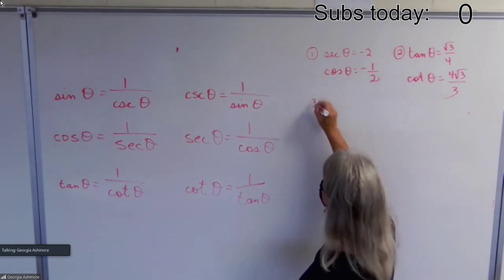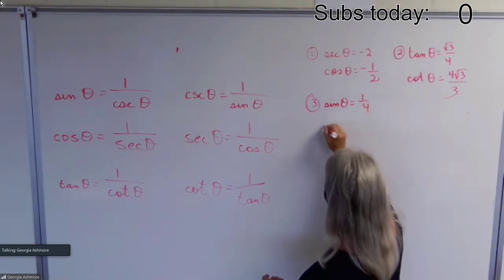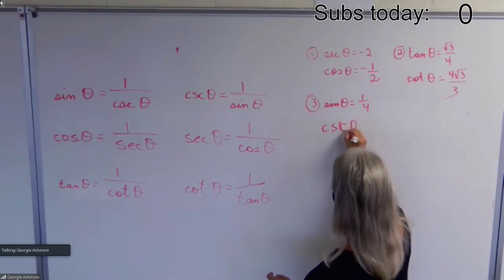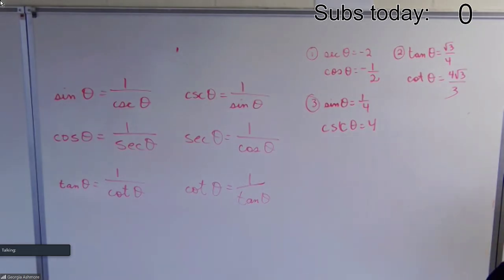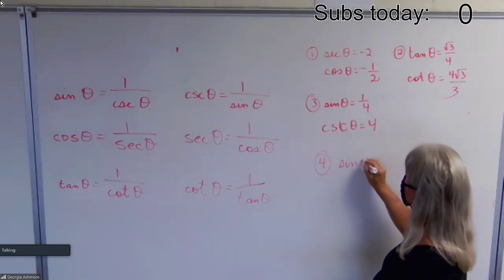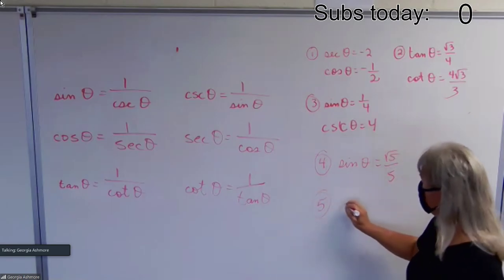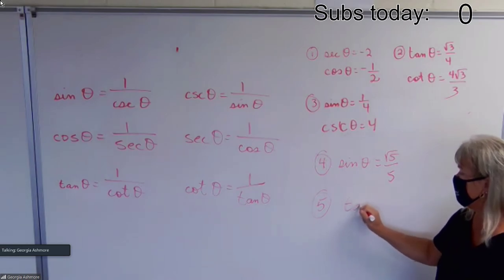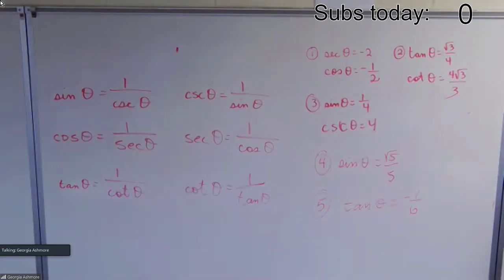Number 3. If the sine of theta is 1/4, what is the cosecant? 4. Okay, 4 and 5. 4 says cosecant is the square root of 5, so what is the sine? Square root of 5 over 5, perfect. And on 5, they tell me cotan of theta is negative 6, so what is tan? Negative 1 over 6. Perfect. So see how the reciprocal identities actually make things easy for you, or easier, I should say.